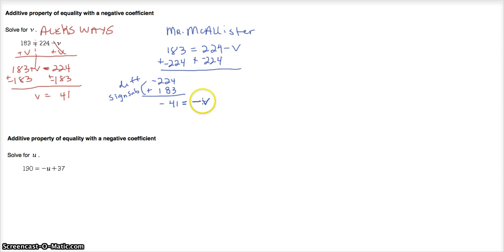And in our conversations last week about just a negative sign and a variable, we know that we put negative 1 there to make it negative 1v. And so to solve this, we're going to multiply by the flip, 1 over negative 1, and so we'll get negative 41 over negative 1 equals v, and we know that a negative over a negative is just a positive. 41 equals v.